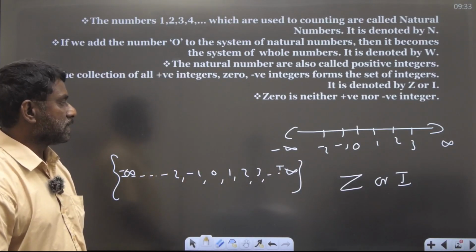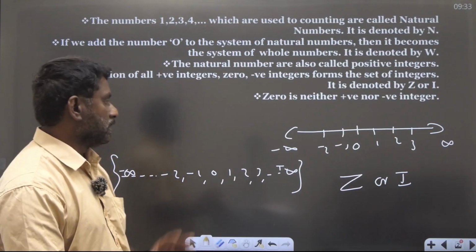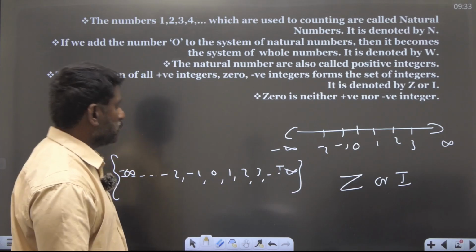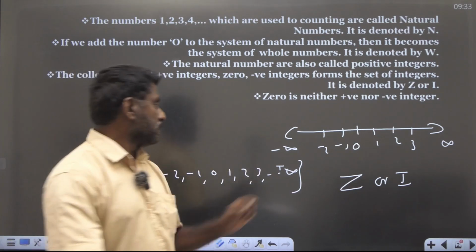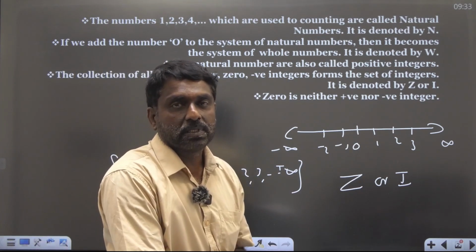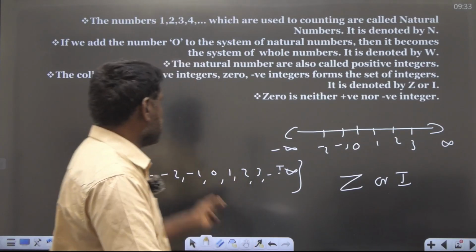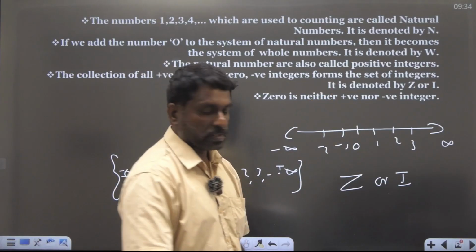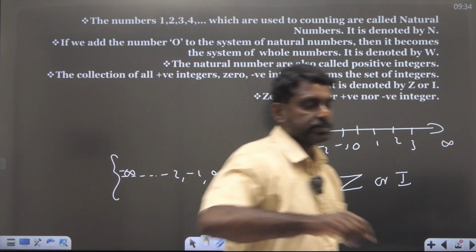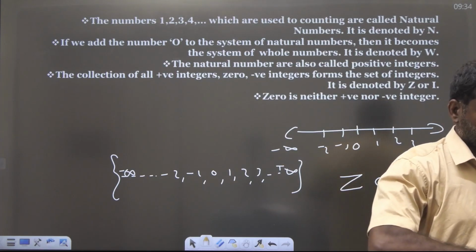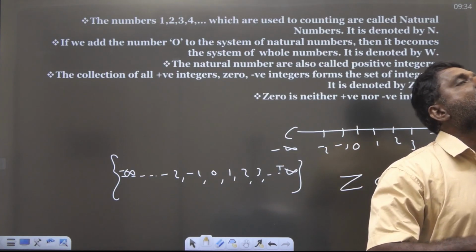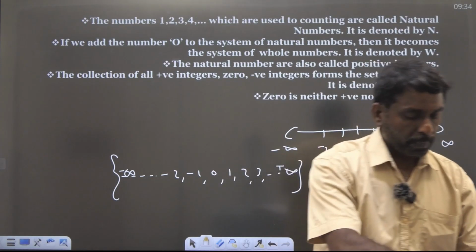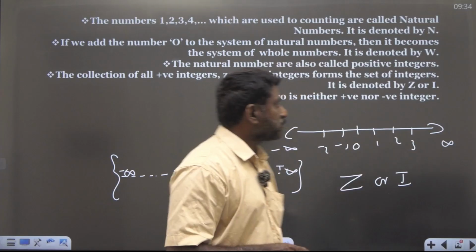These are called integers. That means integers consist of negative integers, 0 and positive integers. The integer 0 is neither positive nor negative. Zero is neither positive nor negative.